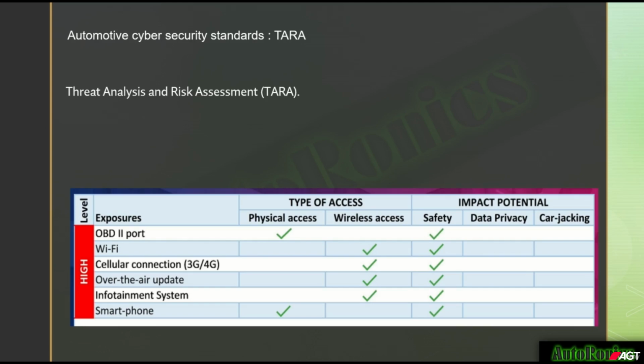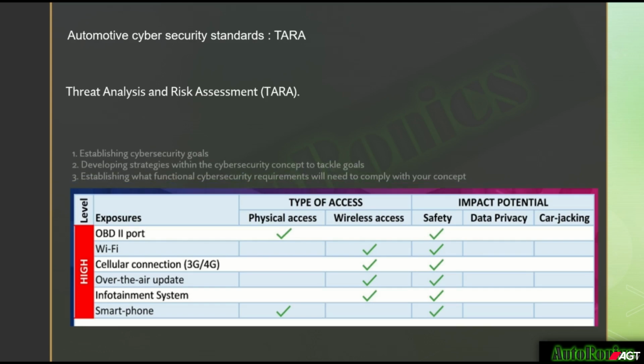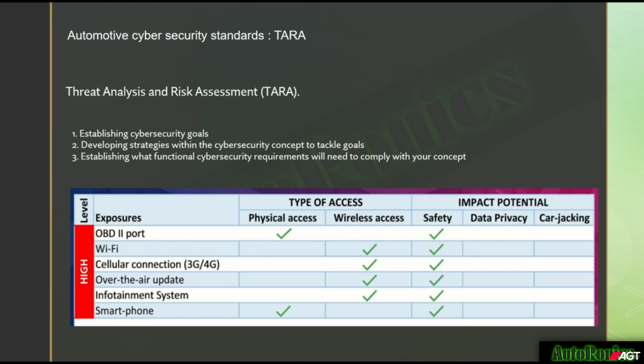Upon completion, three phases will have to be followed. Number one, establishing the cybersecurity goals, which is very important. Number two, developing strategies within the cybersecurity concept to tackle the goals. Then the third one is establishing what functional cybersecurity requirements will need to comply with your concept. A TARA will help in driving all the reasoning for cybersecurity initiatives within the organization. Threat analysis starts from the inception of the cybersecurity plan.